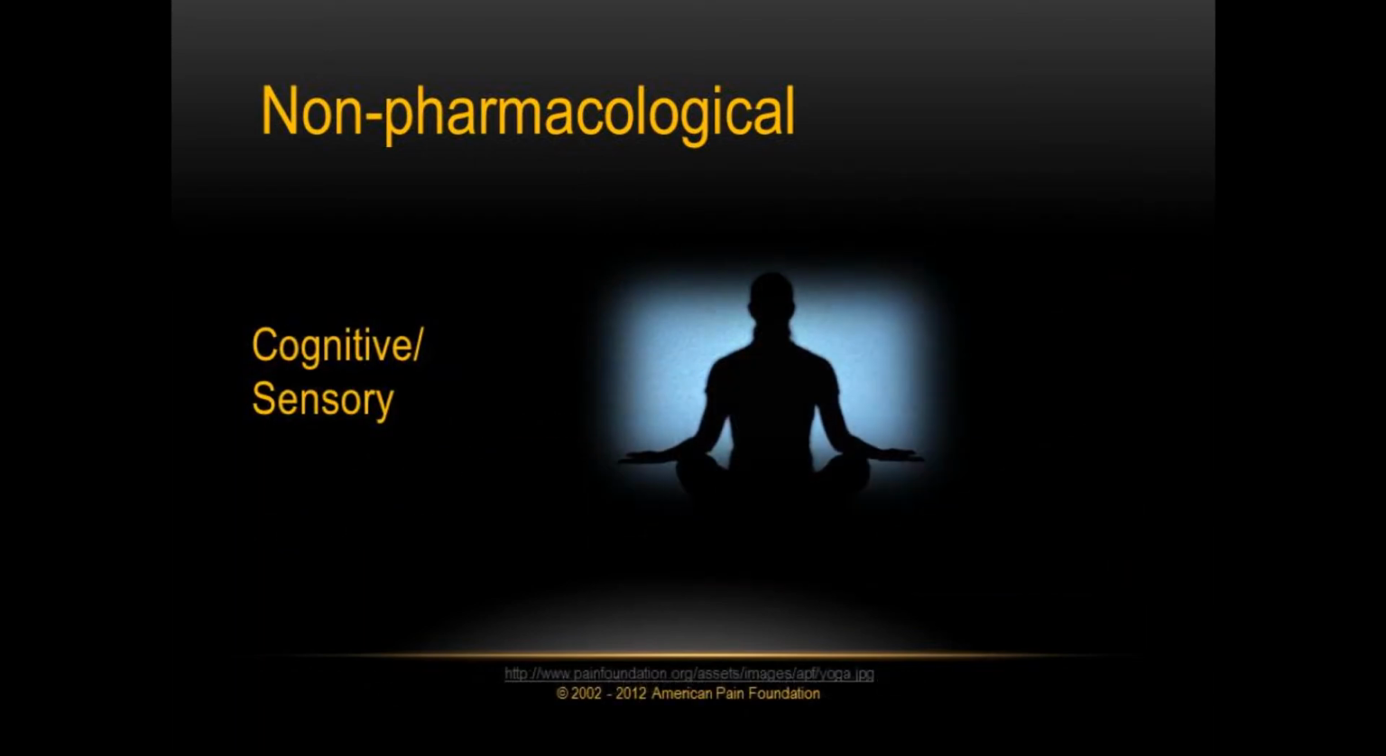Cognitive and sensory therapy is effective. Cognitive would include yoga, meditation, relaxation, and distraction techniques. Sensory would include aromatherapy and auditory therapy, such as soft music and background noise.